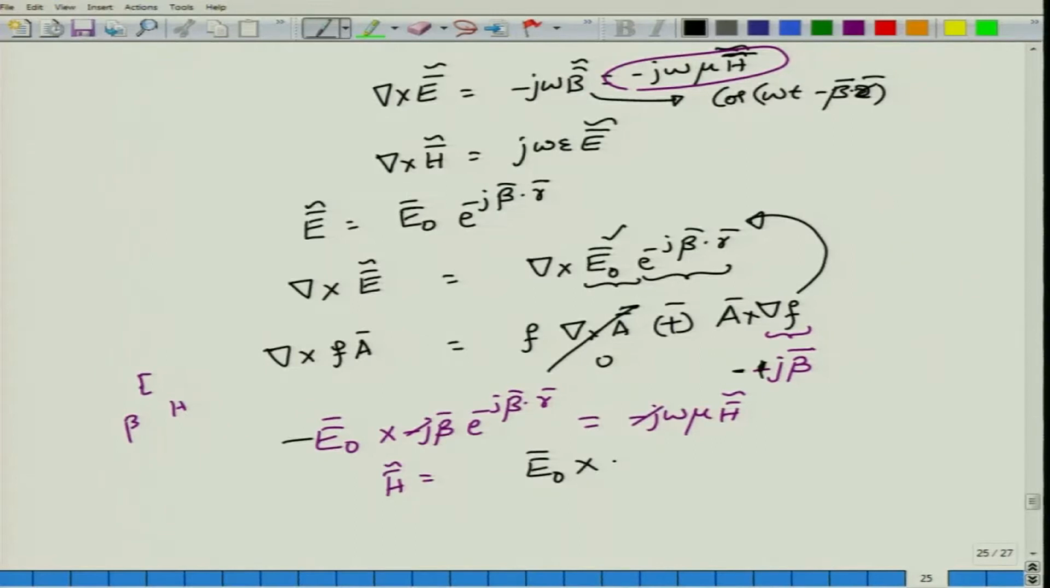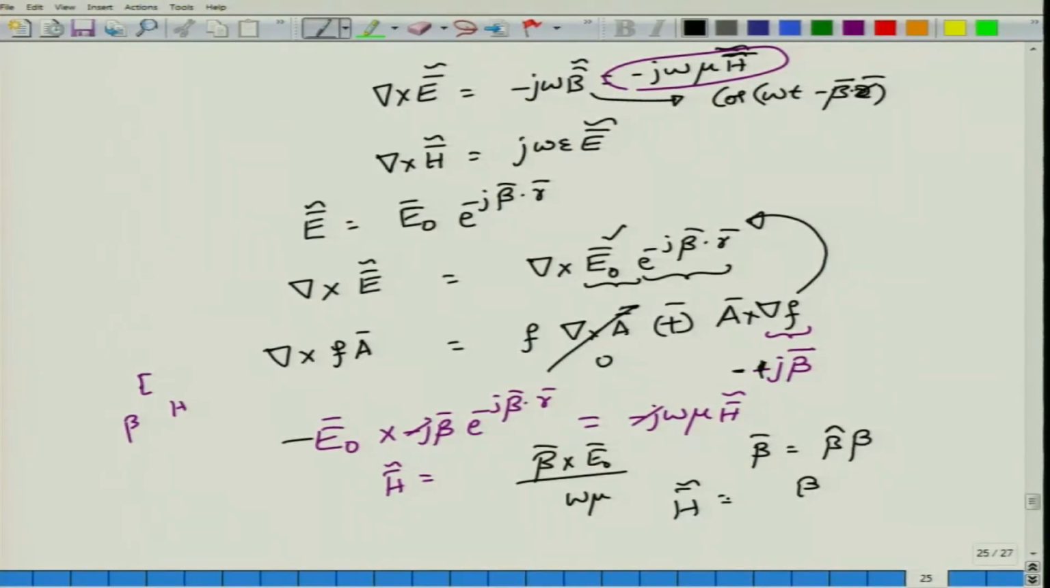So beta was the vector beta itself divided by omega mu. I am assuming that e to the power minus j beta dot r is the same for both sides, so I am removing that phase factor. What I get is H equal to beta cross E0 by omega mu. This is the phasor for H without the phase factor, and I can write beta as a unit vector along beta multiplied by the magnitude of the vector beta itself. Substitute that into this expression, so this is beta cross E0.